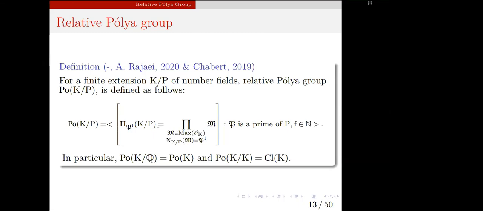a subgroup of the ideal class group of K, generated by all the generalized Ostrowski ideals. They are defined to be the product of all maximal ideals of K with the same relative norm of K over P, namely B equals beta to the power f. And in particular, note that the relative Pólya group of K over Q would be the ordinary Pólya group, which has been defined by Zantema, and the relative Pólya group of K over K would be the whole ideal class group of K.